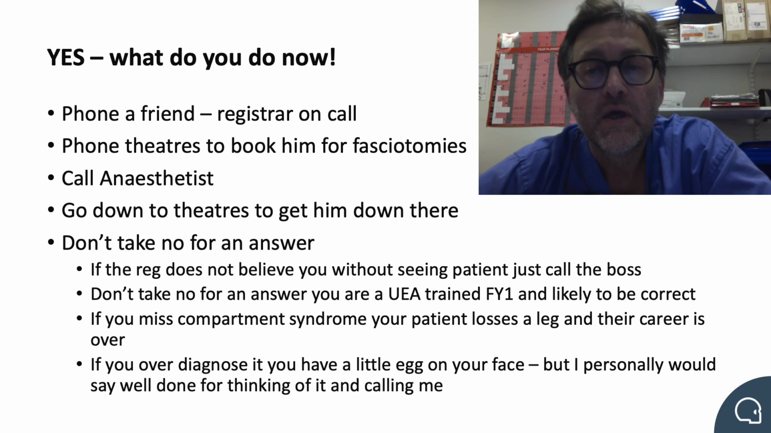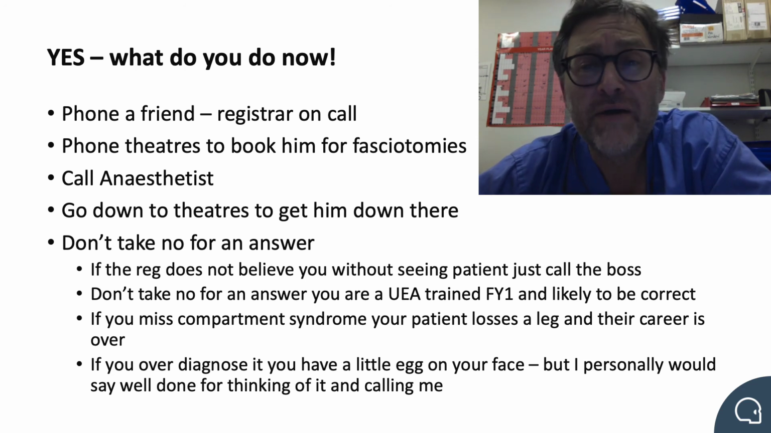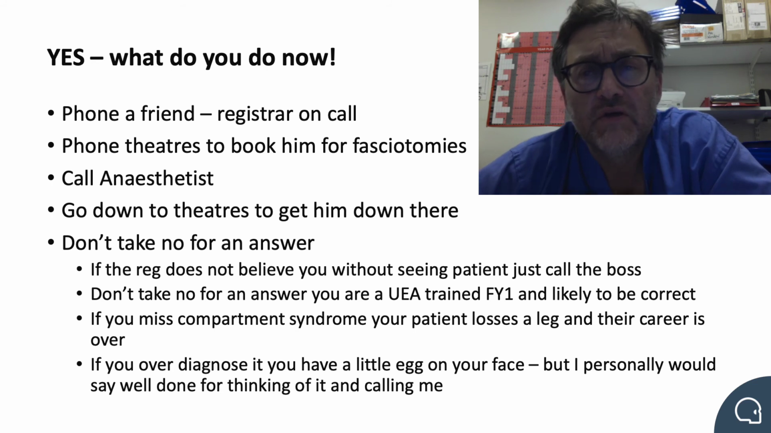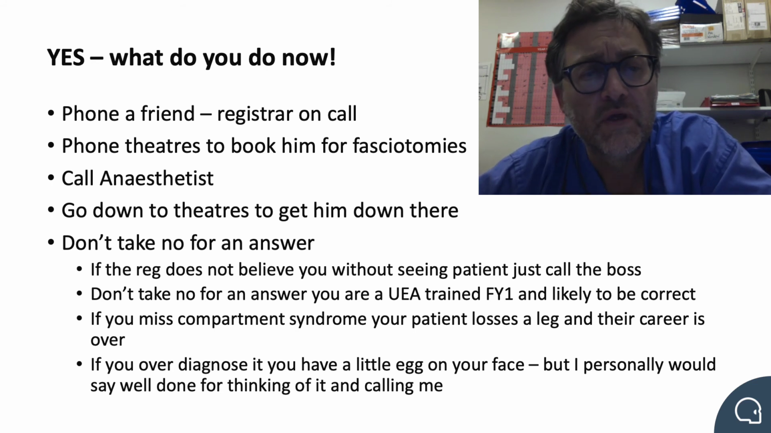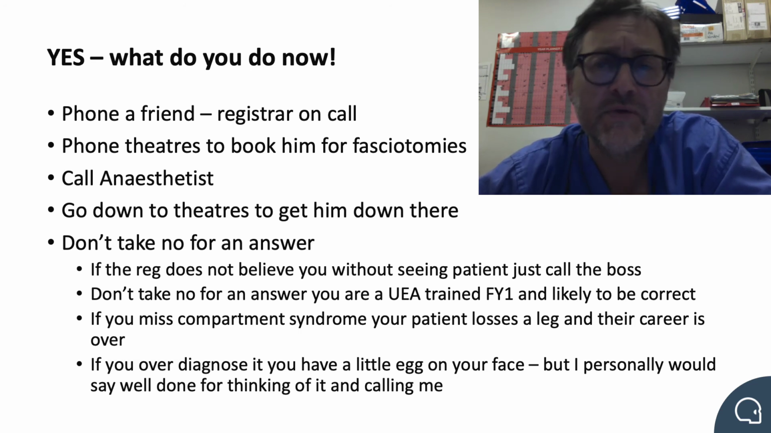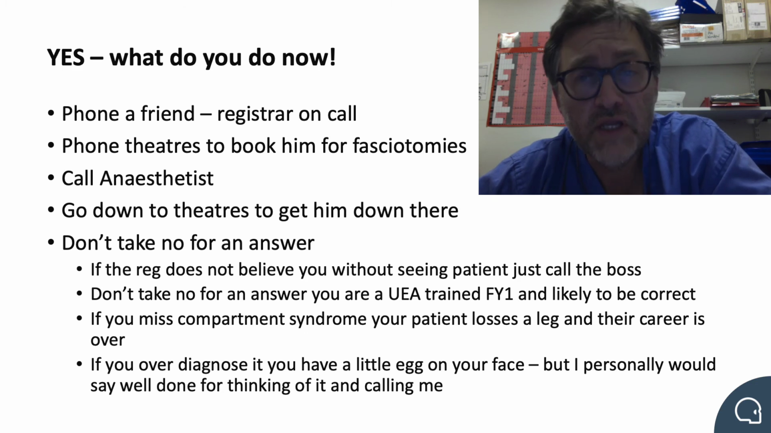Do you phone a friend? So yes, they've got compartment syndrome. So what do you do now? Well, you phone a friend. You call the on-call registrar. You phone theatres to book him for fasciotomy so you can release those compartments. You call the anaesthetist and tell him it's an emergency. Then you go down to theatres to make sure it's booked. Get him down there as quickly as you can.